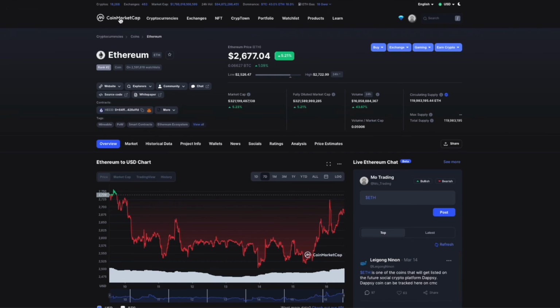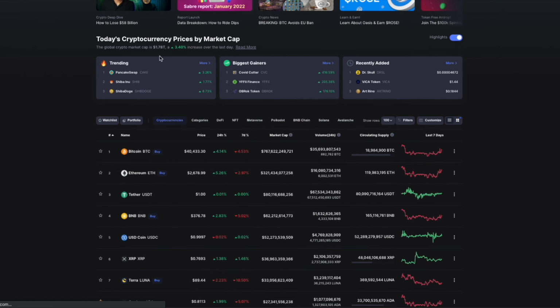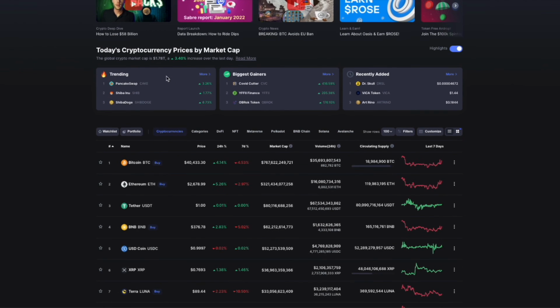Let's go over to CoinMarketCap to see the overall market cap is 1.78 trillion. We're still below the 2 trillion mark, but I feel like we could possibly start reaching the 2 trillion once Bitcoin does reach past 55k. And the overall market is up 3.4% at the time of recording.